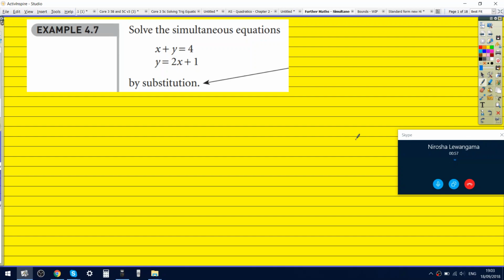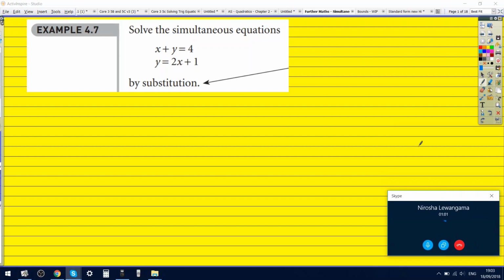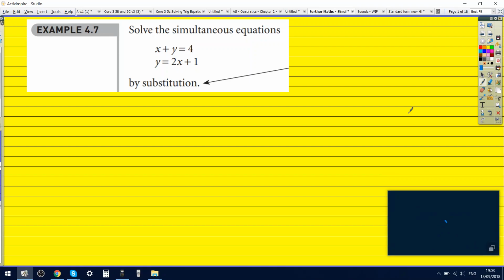So x plus y is 4. y is 2x plus 1. So we can have x plus y equals 4, and then minus 2x plus y equals 1. How did they say to solve it? By substitution. All right, so that means that we can sub in the y value for the first equation.